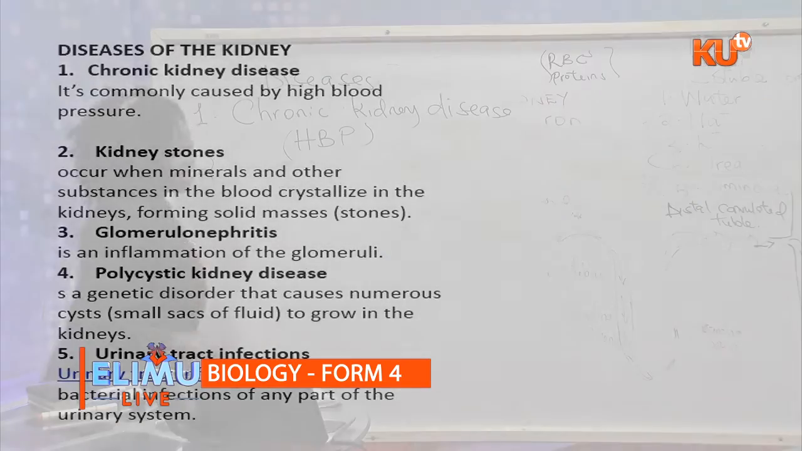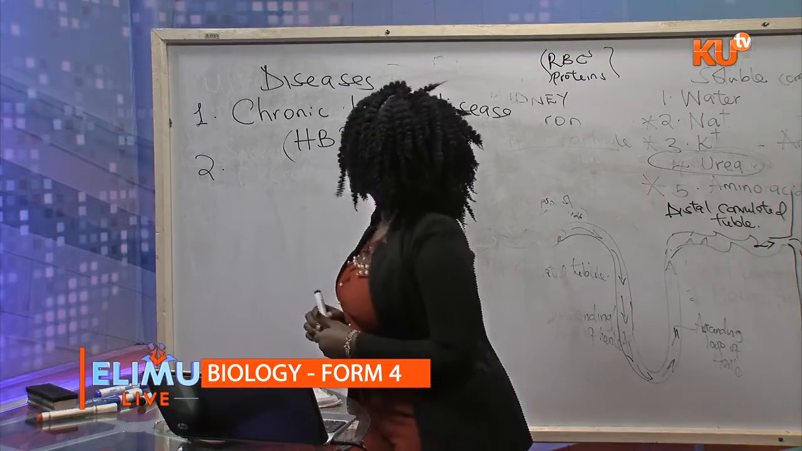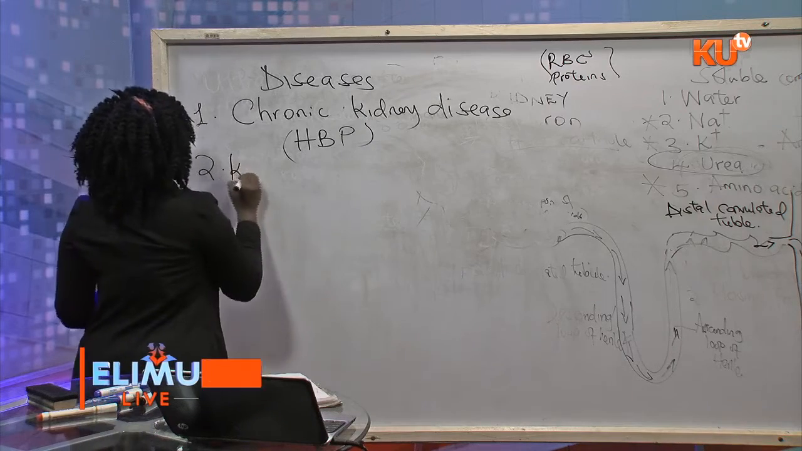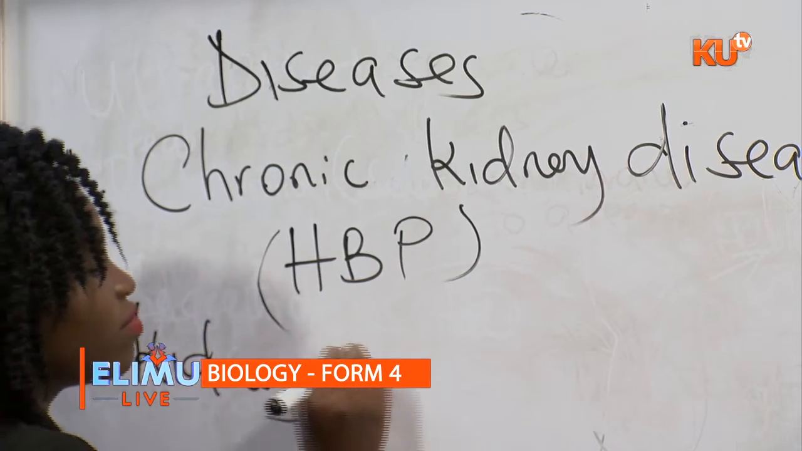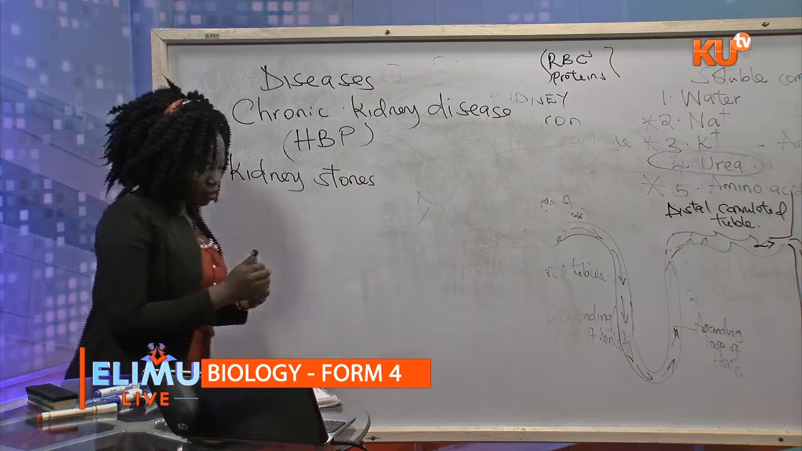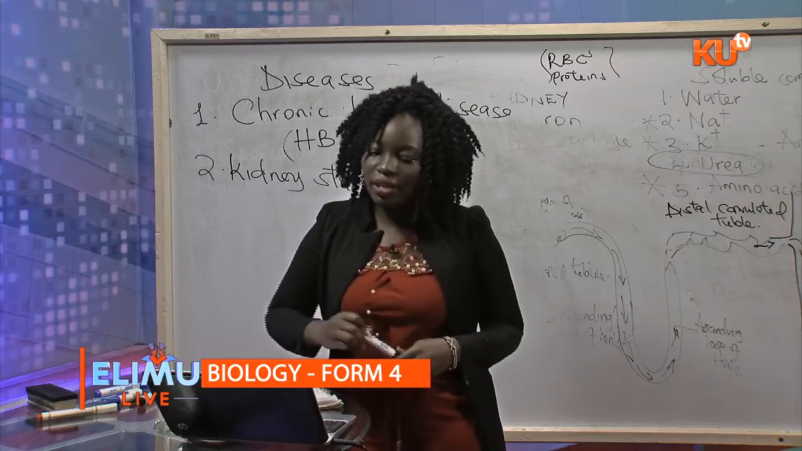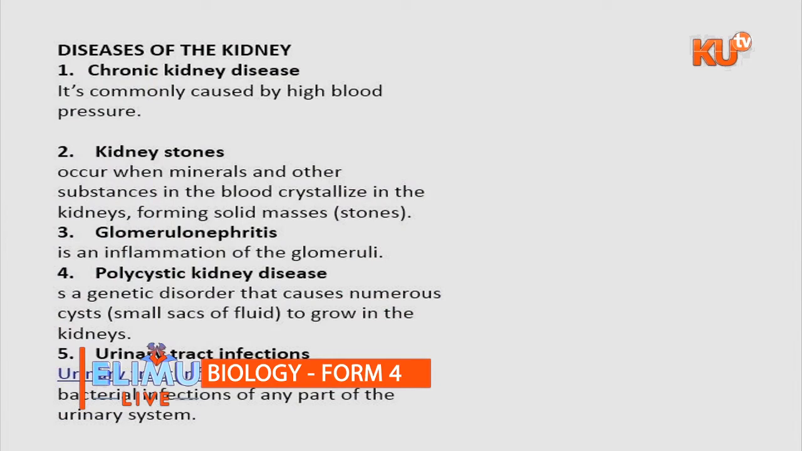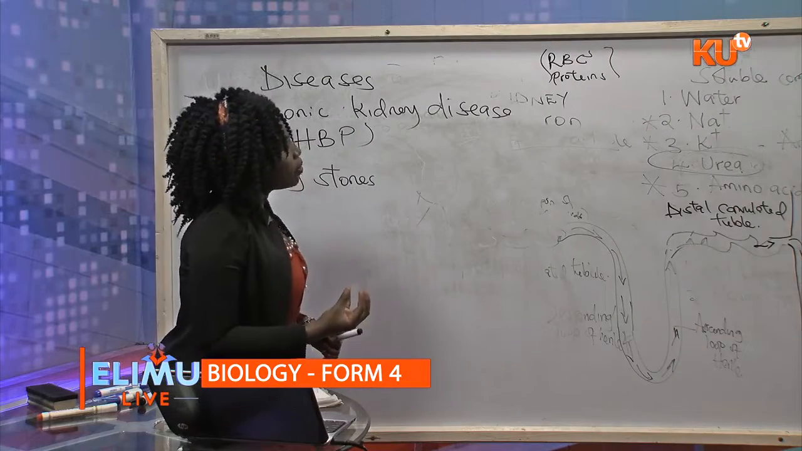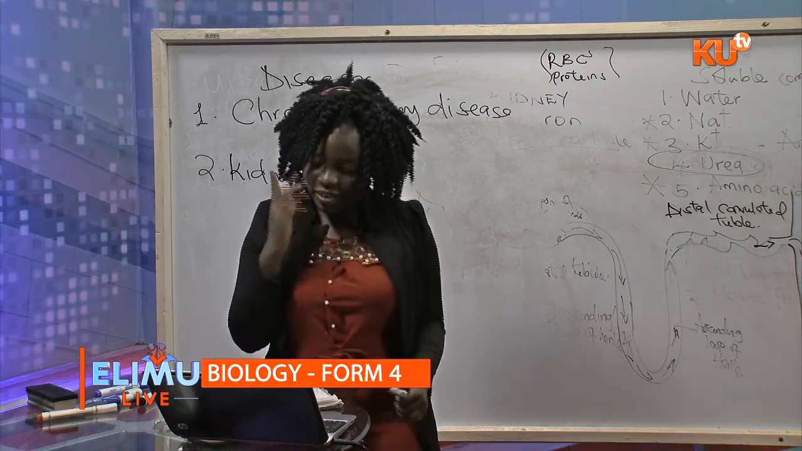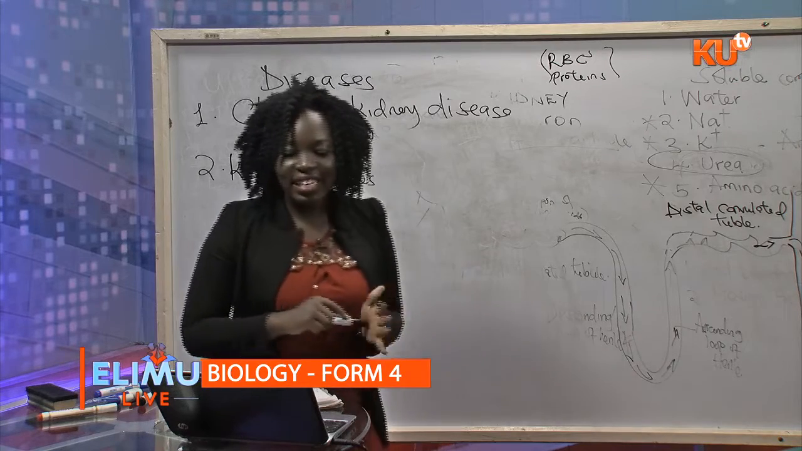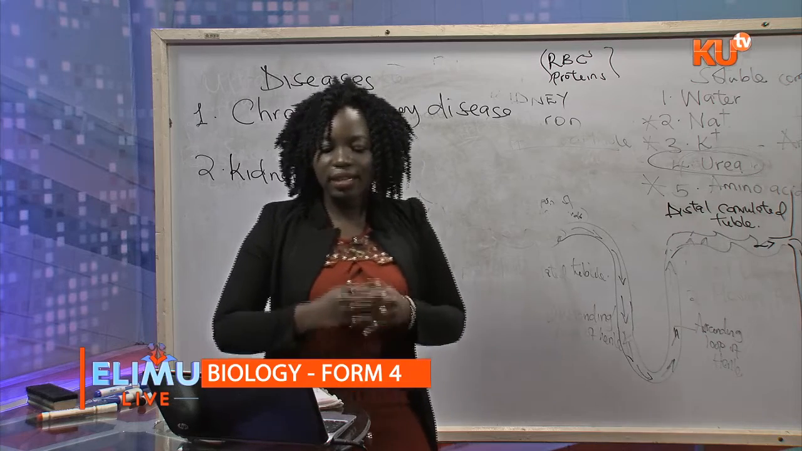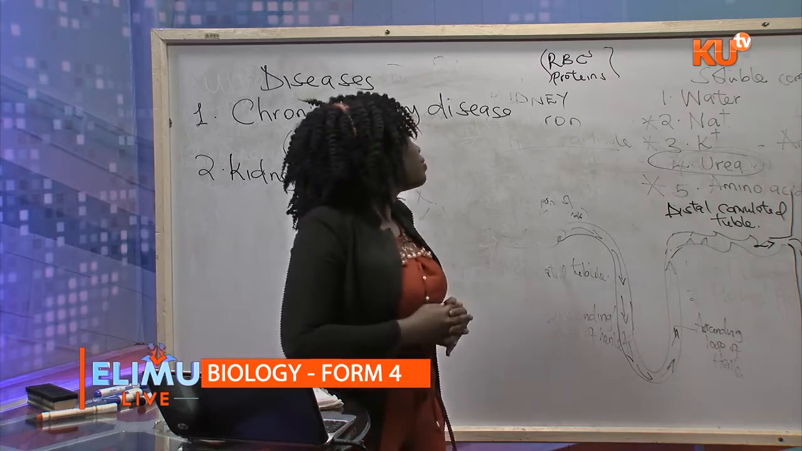Number 2, we have the kidney stones. Kidney stones are usually common these days, but they occur when minerals and other substances in the blood crystallize in the kidney, forming solid masses. When crystals like the sodium and potassium crystallize, they form solid masses, and these solid masses are the ones called the kidney stones.